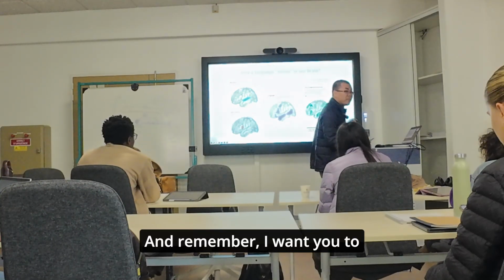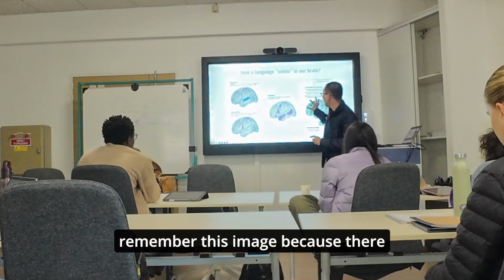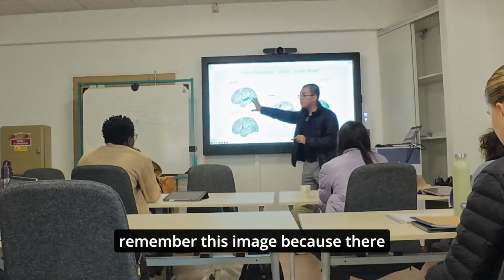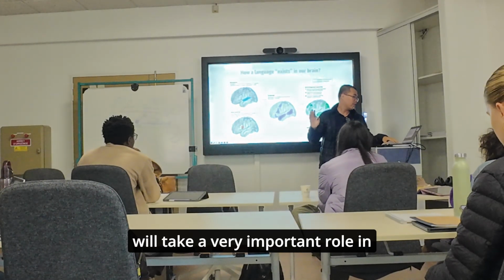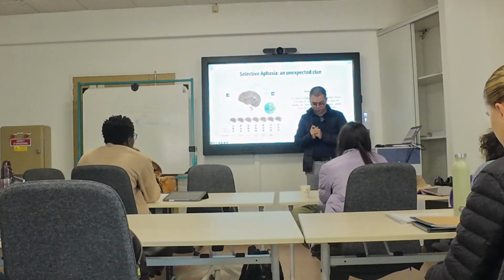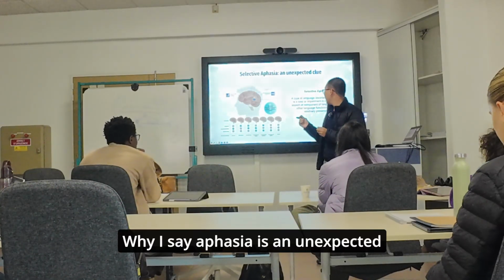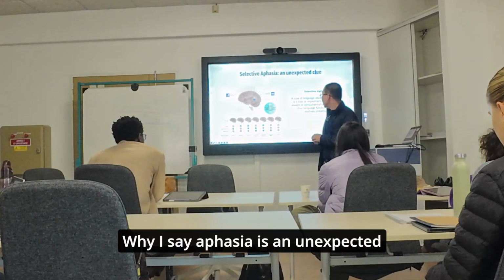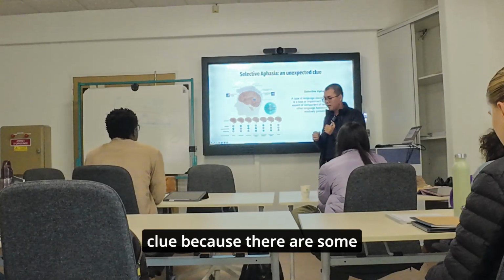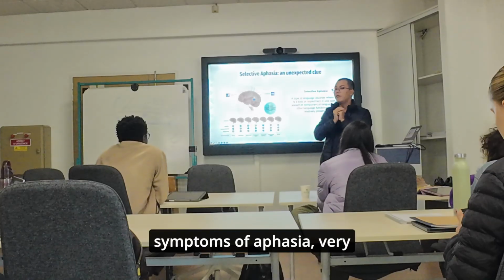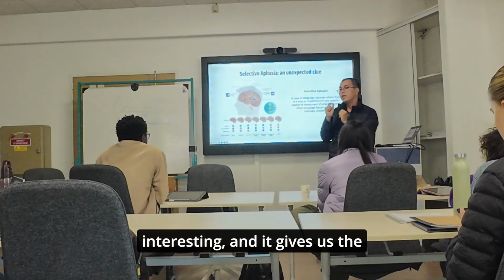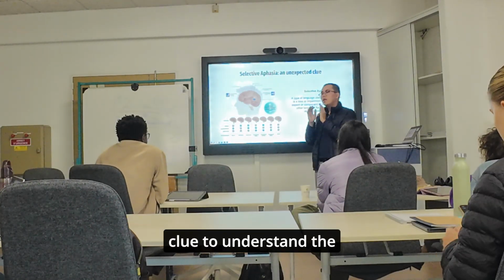And remember this image, because there's a region of the brain that will take a very important role in aphasia. Why I say aphasia is an unexpected clue is because some symptoms of aphasia are very interesting, and they give us a clue to understand the characteristics of layers.